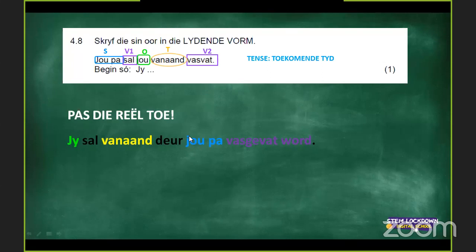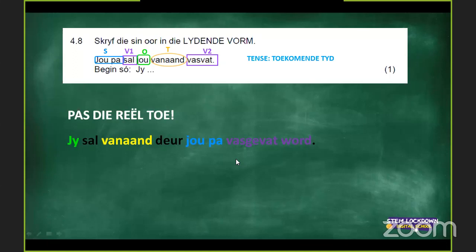Step seven. I look if there's anything starting in my sentence with fir or om. There's nothing in my sentence starting with that. Right. I have a look. Step eight. If there's something to do with place, nie plek nie. You saw it's nie plek nie. Then I add ge to the verb, but be careful.